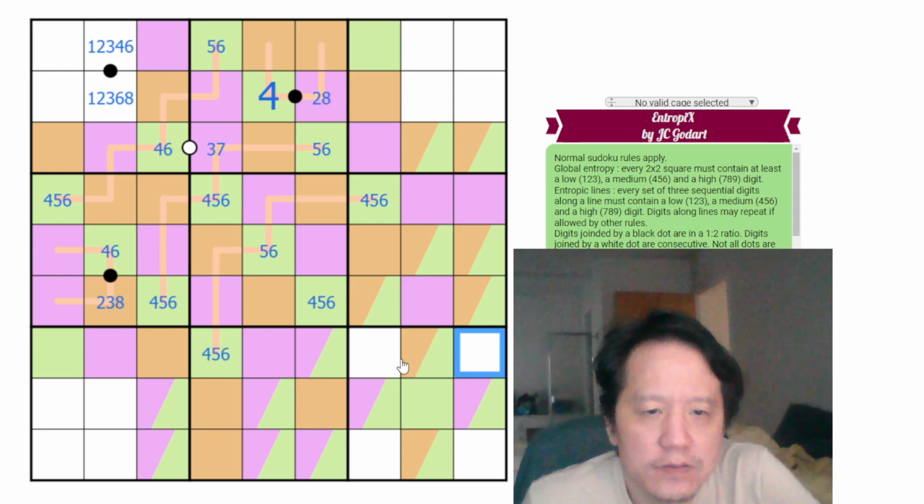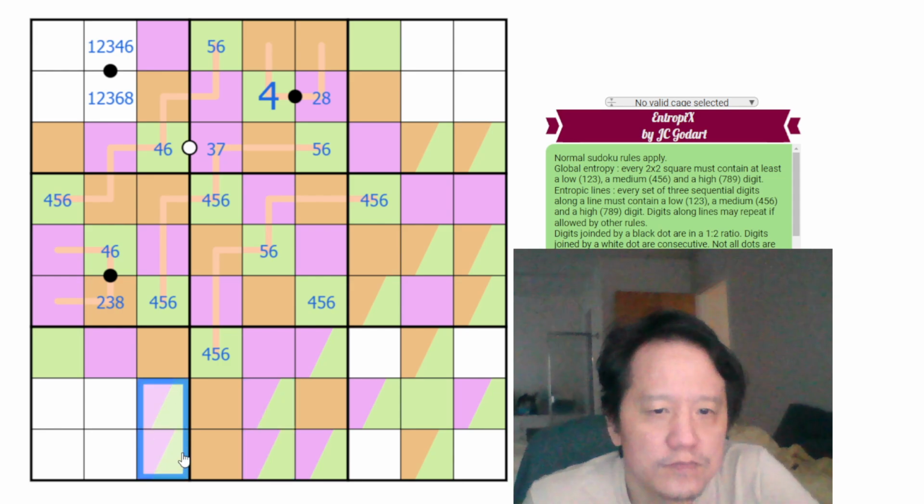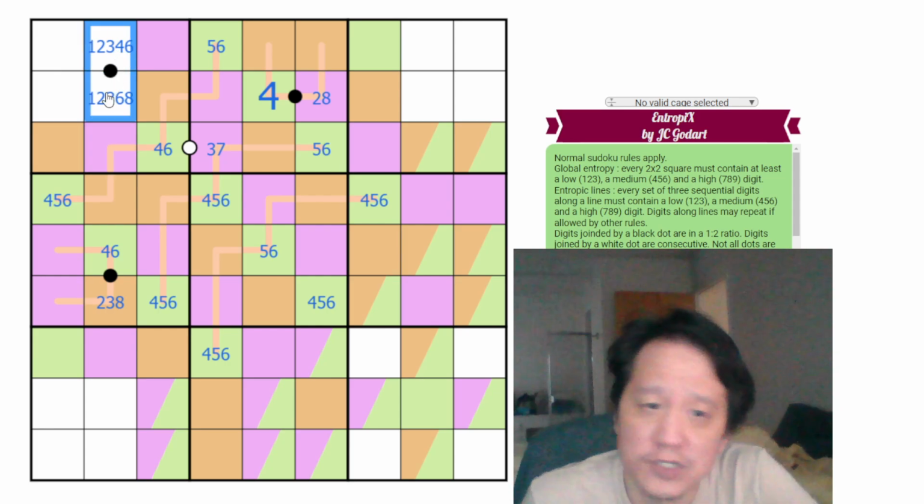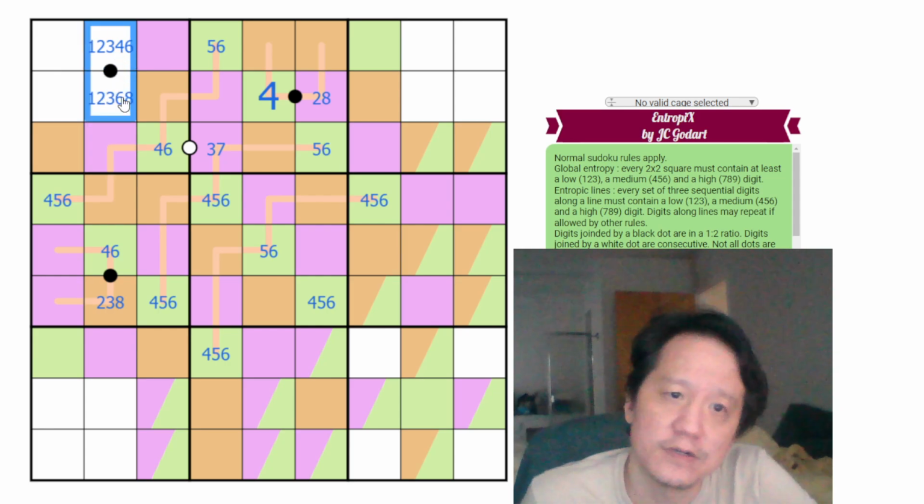Now, what else do we have here? We know there's one orange here. We know there's a green here, but that doesn't tell us much. Could be two greens here. We know there's a green here, but that also doesn't tell us much because it could be two greens here.